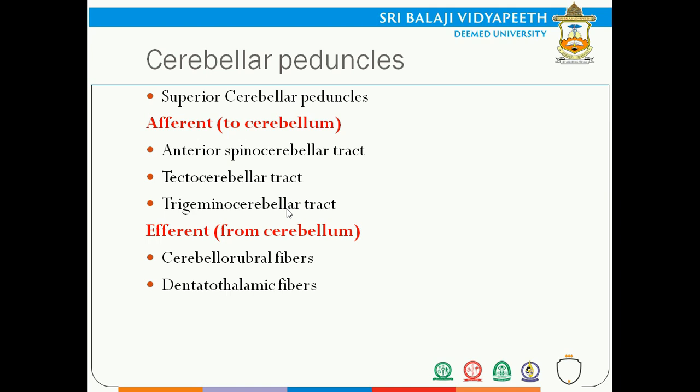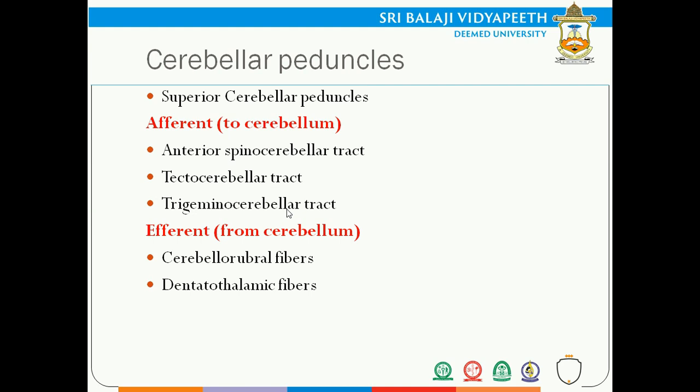How do these tracks pass through? The tracks are passing through three different peduncles. Peduncles are nothing but conjunction fibers, the fibers that help in connecting the cerebellum with the midbrain, the pons, and the medulla oblongata. Mainly, the superior cerebellar peduncle connects the cerebellum to the midbrain. The middle cerebellar peduncle connects the cerebellum with the pons. And the inferior cerebellar peduncle connects the cerebellum with the medulla oblongata.